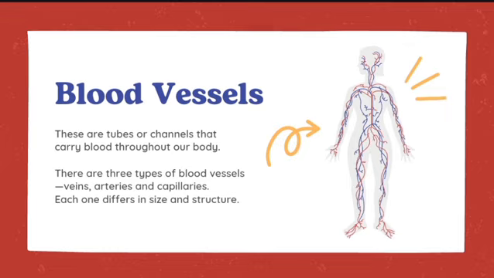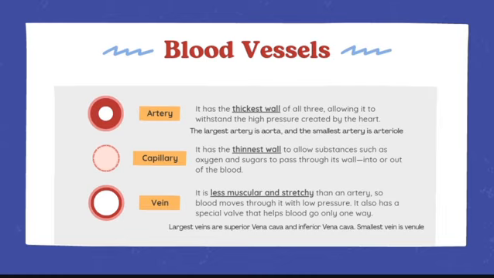What are blood vessels? Mainly, these are tubes or channels that carry blood throughout our body. The three different types of blood vessels are veins, arteries and capillaries. Each one of them differs in size and structure. Now let's learn in detail what an artery, capillary and vein are.